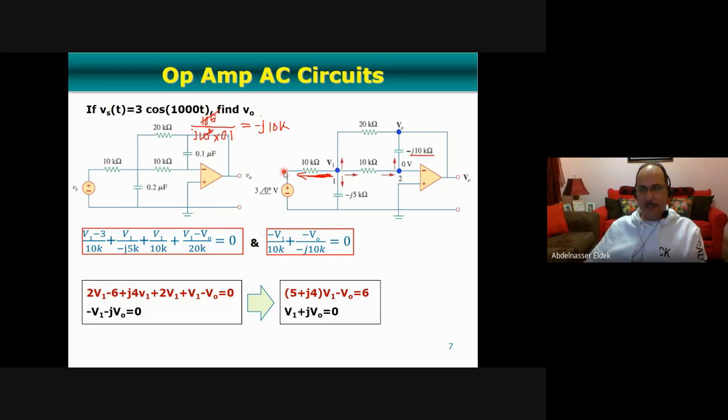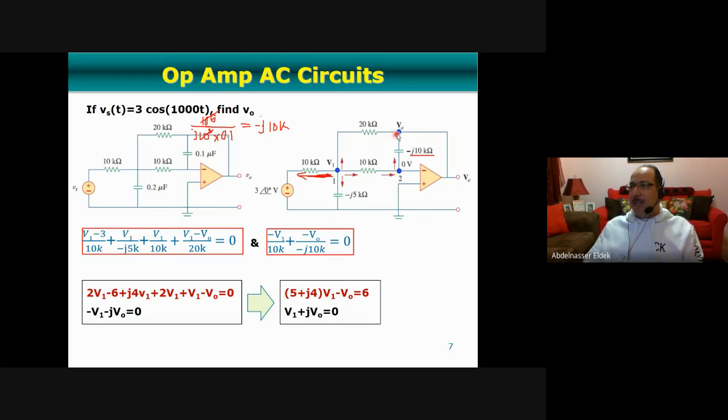Remember, this 3 is just 3 because it doesn't have any phase. V1 minus 3 over 10k is the first current. The second current is V1 minus 0 divided by negative j5k, and then V1 minus 0 divided by 10k, and then V1 minus VO divided by 20k, all equals 0. Of course, here you can neglect the k because all of them are k.